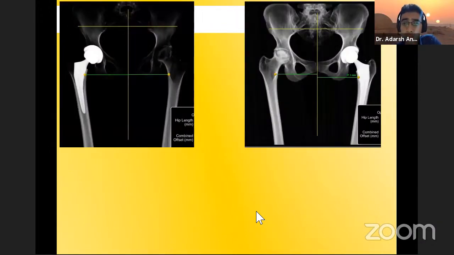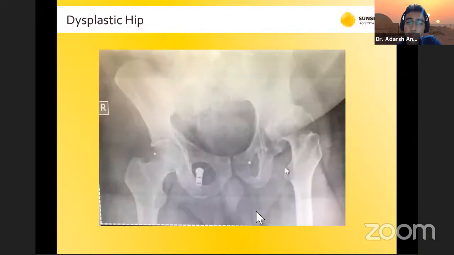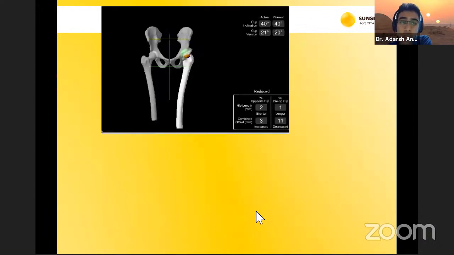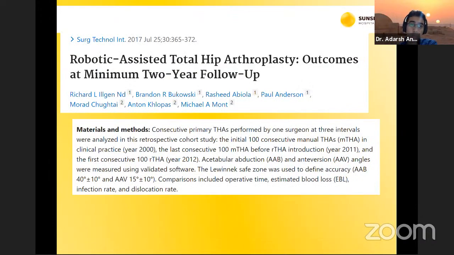A quick example of 2 cases. We've done bilateral cases. This is a pre-op visualization of the post-op X-ray, just to show you how accurate we can get these. And we also use the robot for dysplastic hips. It tells us how the bone is going to look, where the best bone stock is, and we managed to get a very good version and inclination and good post-op X-rays as well. Just 3 studies I wanted to show to you.